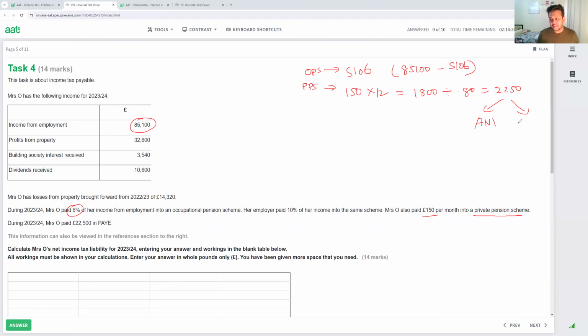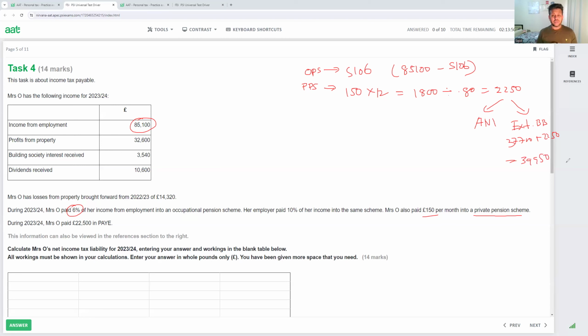And the next one, we have to extend the basic band. Normally our basic band is 37,700 and it will be extended by 2,250. That means 37,700 plus 2,250. How much will that be? If we add 2,250, so 37,700 plus 2,250, that gives 39,950.